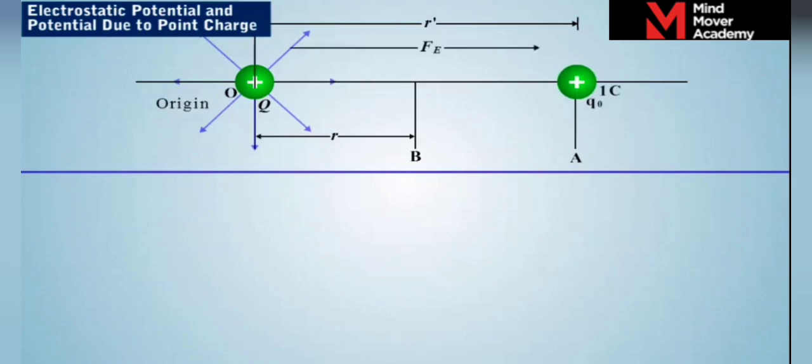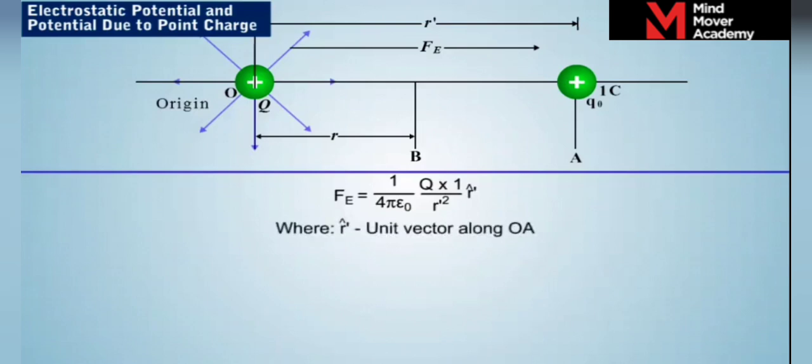The electrostatic force Fe between Q and a unit positive charge placed at A will be equal to 1 by 4 pi epsilon naught into Q into 1 by r dash square into r dash cap, where r dash cap is the unit vector along the direction of OA. Therefore, Fe will be equal to 1 by 4 pi epsilon naught into Q by r dash square into r dash cap. Let us label it as equation 1.